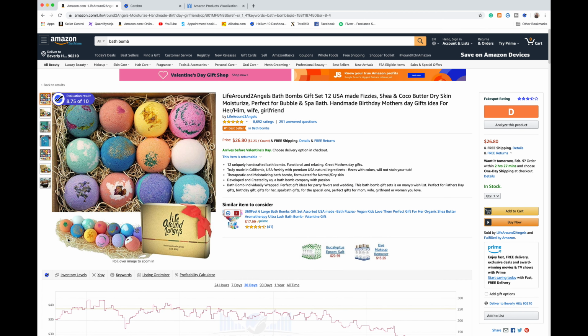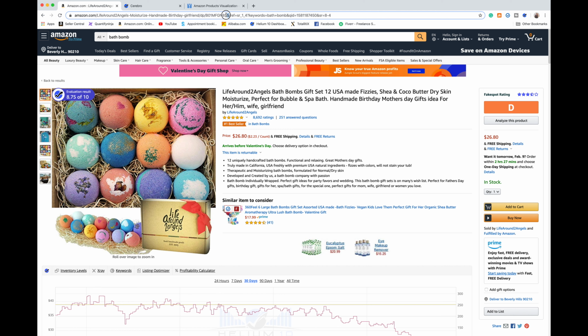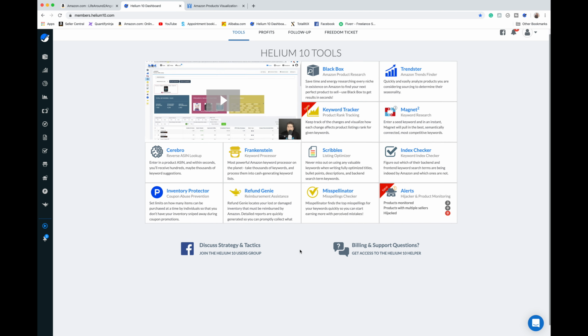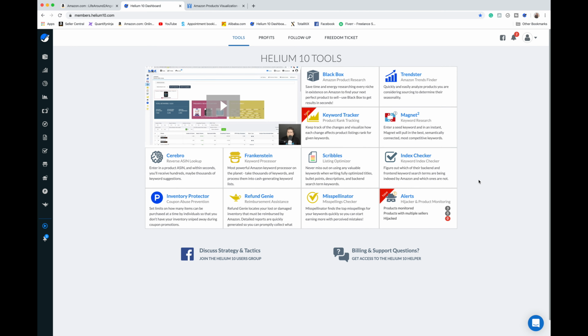Option number two, you can actually grab the ASIN, copying that, and then I'm going into Helium 10. Helium 10 is the software that I use for my Amazon business.